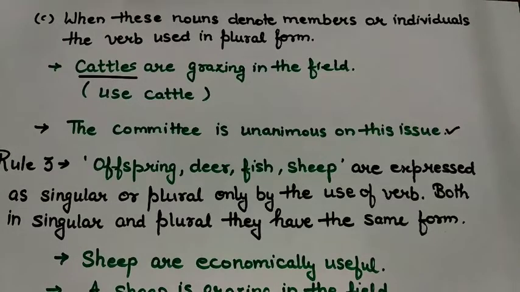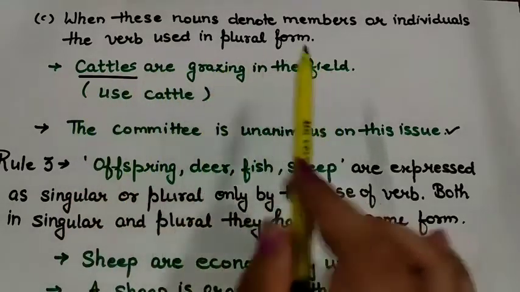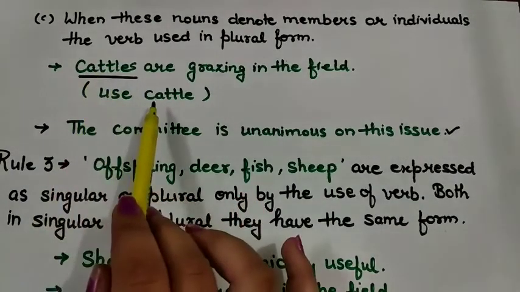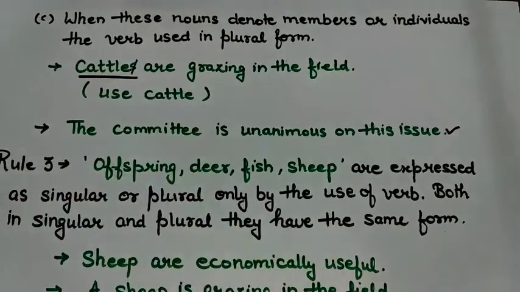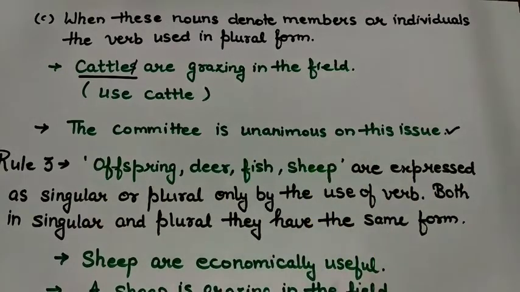Let us try to understand this with an example. Cattles are grazing in the field. No, actually we should use cattle. We should omit this S. The committee is unanimous on this issue. Here, committee is used as group of people. So, the sentence is completely correct: the committee is unanimous on the issue.